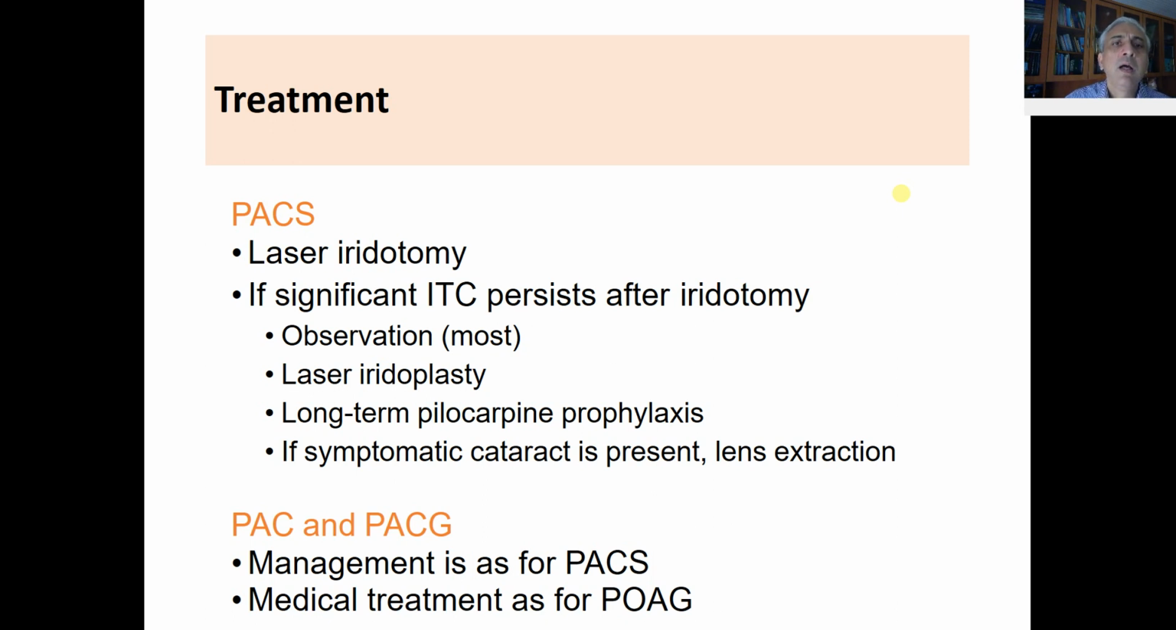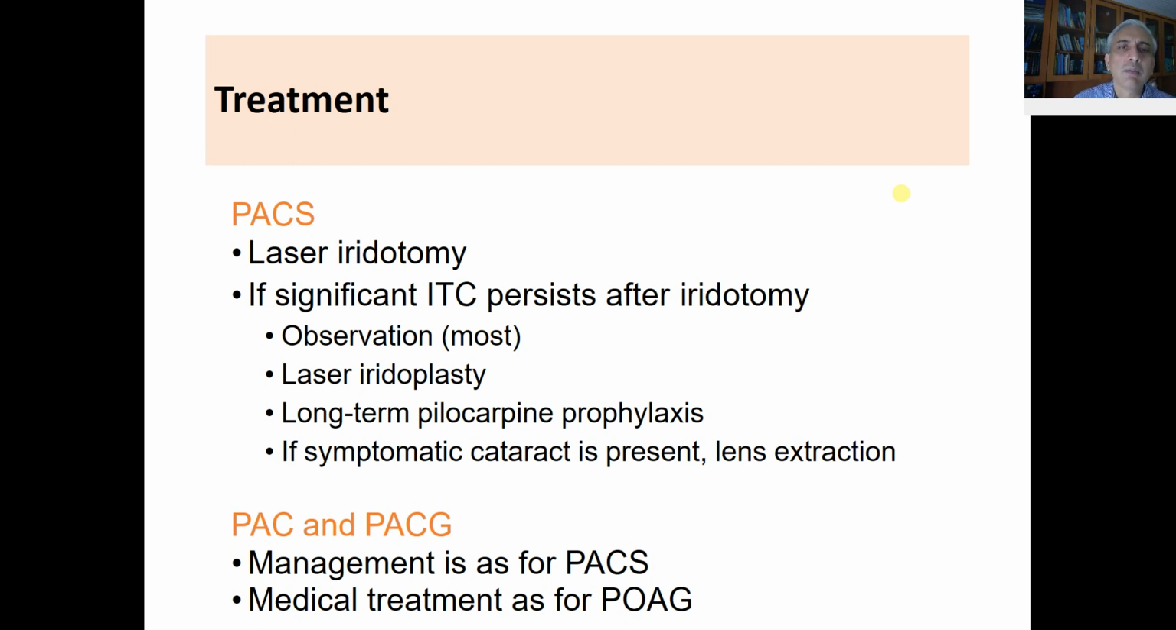But if significant iridotrabecular contact persists even after iridotomy, you can observe or you can do a laser iridoplasty. Laser iridotomy is done with a YAG laser, which causes photodisruption. Laser iridoplasty uses an argon laser that produces small burns on the periphery of the iris, causing the peripheral iris tissue to shrink. That shrunken tissue then causes the iris to move away from the angle. In iridotomy, you would actually make a hole in the iris in the periphery.